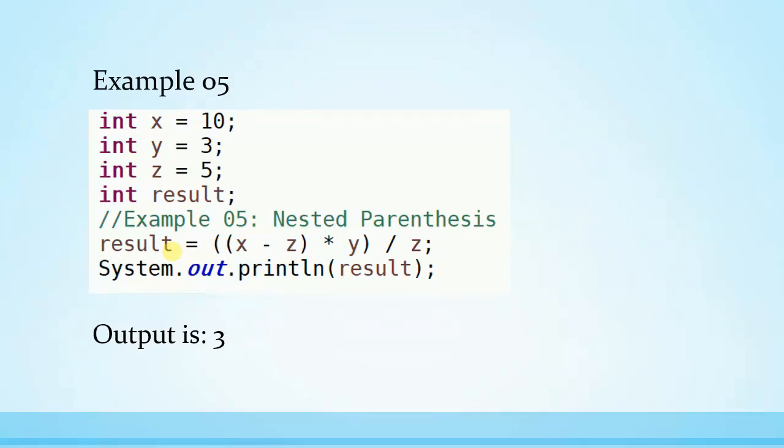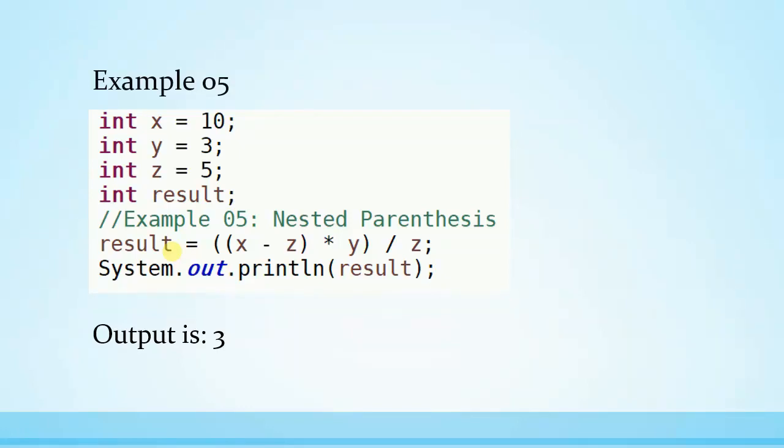x minus z is 10 minus 5, which is 5, into 3, because y is 3. So 5 into 3 is 15, divided by z. That means z equal to 5. So 15 by 5 is 3. So that's how here the expression is evaluated.